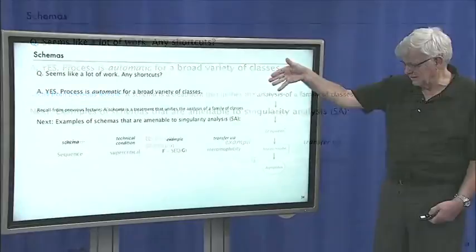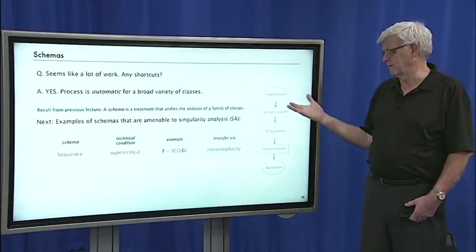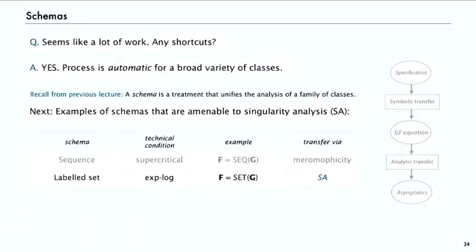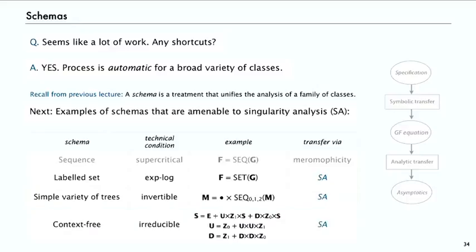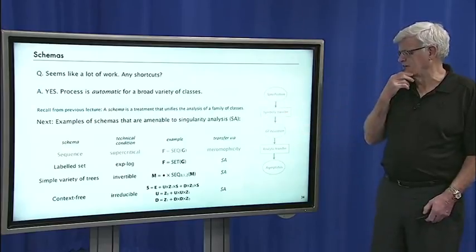So last lecture we looked at the supercritical sequence schema that handled via meromorphicity all constructions of the form F equals sequence of G. Now for singularity analysis, we're going to look at the analog for labeled classes called the exp-log schema that handles F equals set of G. We'll look at what's called simple variety of trees, and again there's a technical condition called invertible, and that will handle things like unary-binary trees and many other things. And we'll look at so-called context-free schema, which handle families of constructions that are quite common for unlabeled combinatorial classes. And there the technical condition is called irreducible.